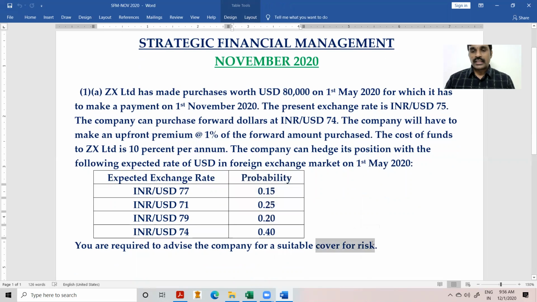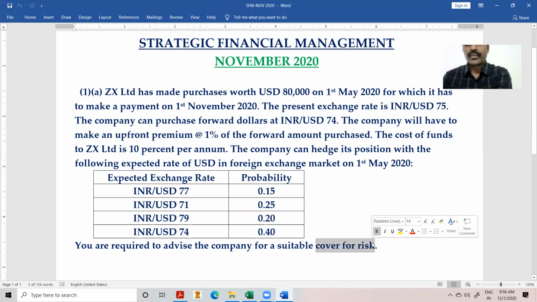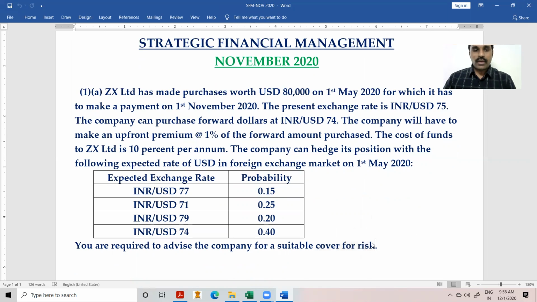Cover for risk is nothing but hedging the risk. Very simple. Before proceeding with this problem, we'll discuss a small framework which is applicable to all types of hedging. Framework for hedging strategies. It's plain logic, not a technical kind of thing.